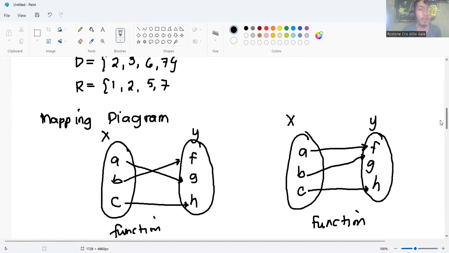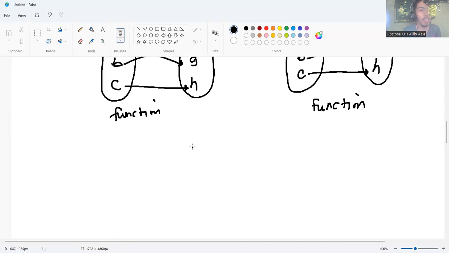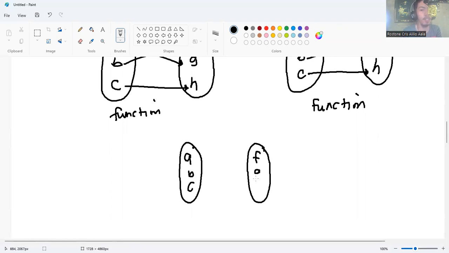Paano natin malalaman kung hindi na siya function? So ito yung isang illustration na magde-determine noon. Let's say this is our A, B, and C, F, G, and H. Our X, our Y. For example, si A, ang partner niya si F. Si A, ang partner niya si G. At si B, ang partner niya is si A. As you can see class, or as you can see here in our illustration, yung A, dalawa na yung partner niya. Ibig sabihin, hindi na siya function. So this will not be a function.